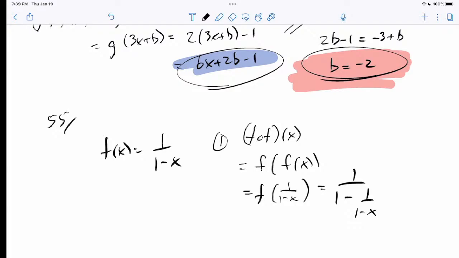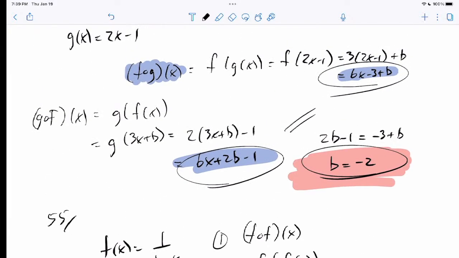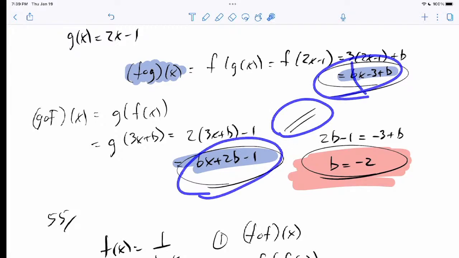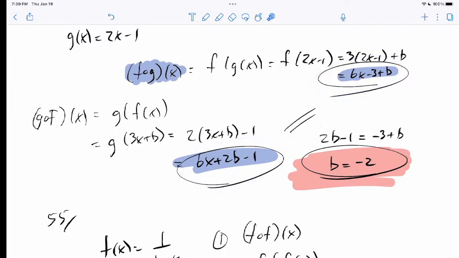I didn't do elimination. When you equate these, you can see the 6 x's cancel right away. So I was left with 2b minus 1 equals 3 minus b. Then I just brought the b over and this over, and I got b as negative 2. That gives me commutativity, like f composite g and g composite f are the same.